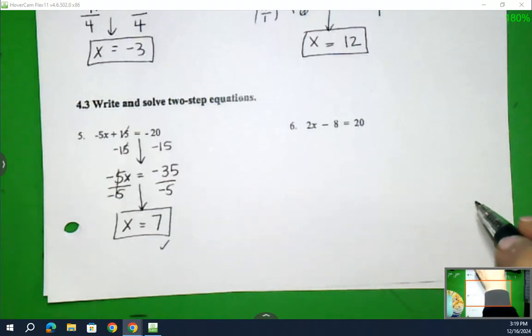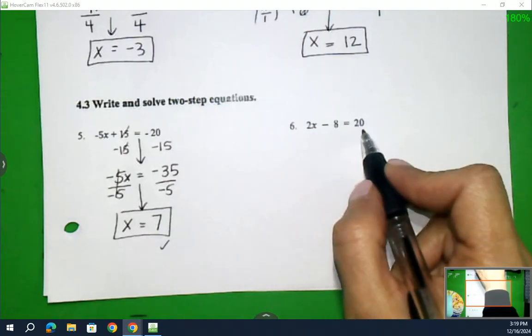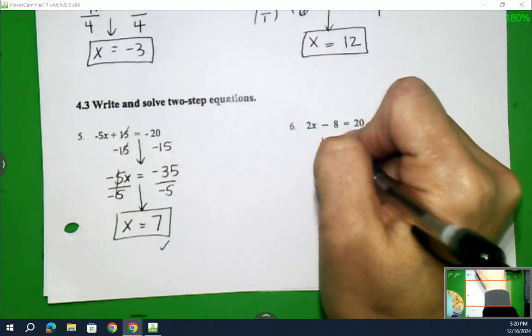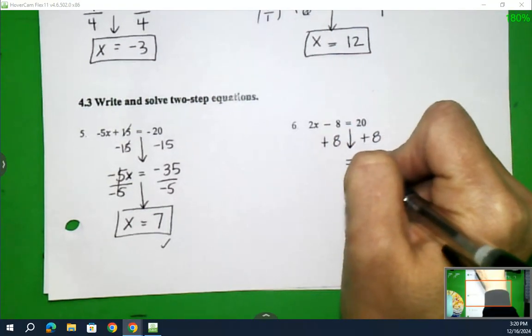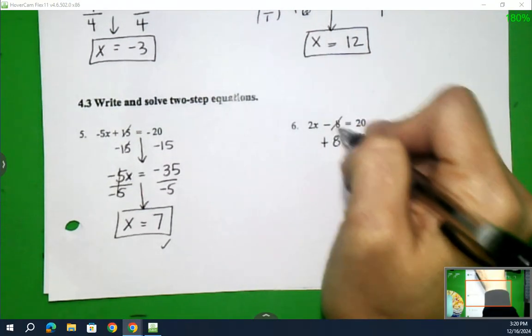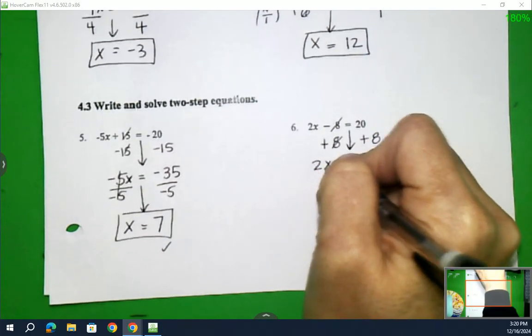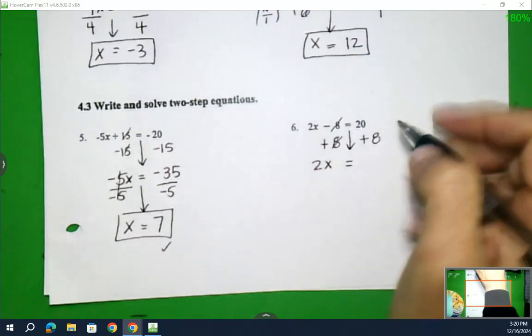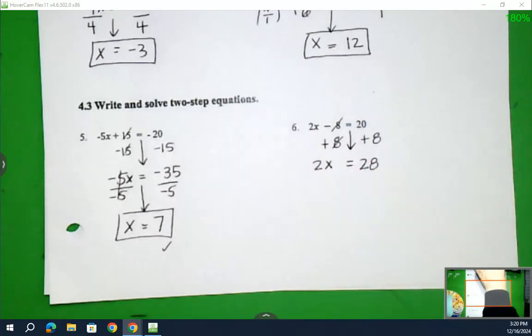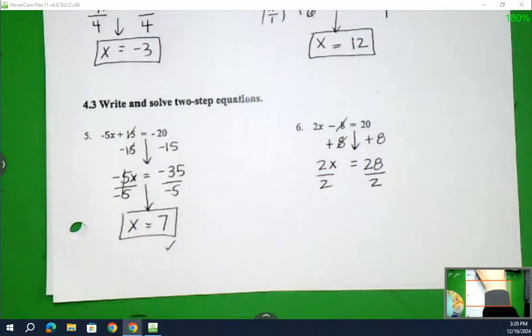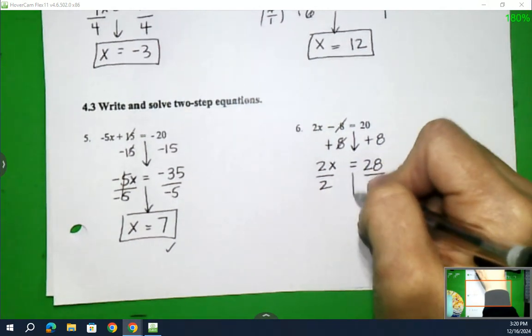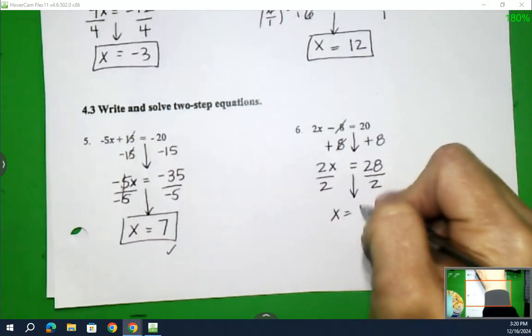Okay, for number 6, we have 2x minus 8 equals 20. So we are going to add 8 to both sides for that 0 pair. And we get 2x on this side. 20 plus 8 is 28. And then the opposite of multiplying by 2 would be to divide by 2. So we do that to both sides. And we get x equals 14.